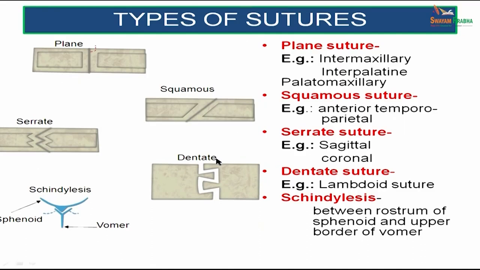Then dentate. From the word dentate, we can understand that the adjoining surfaces of the bone are interlocking, with tooth-like shaped surfaces. Example, lambdoid suture. The last one, the syndesmosis, it's a special suture seen between the rostrum of the sphenoid and the upper border of the bone, vomer.